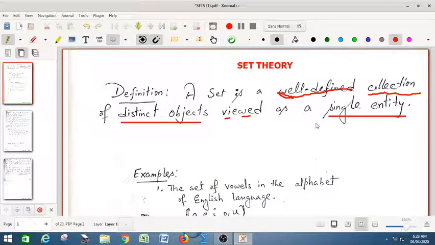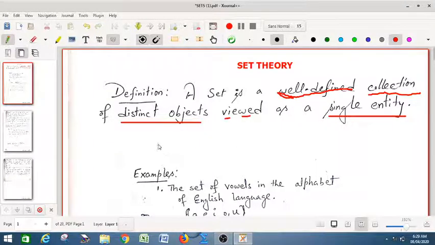A set is a collection of objects which is to be regarded as a single entity. So we'll put a bracket on the entire thing so that it will be considered as a single entity. A set S has distinct objects. Distinct objects means if you have the same elements, then you have to consider only one of them, because there should be distinct elements. And well defined means that if S is a set, then A is either within the set or definitely not within the set.